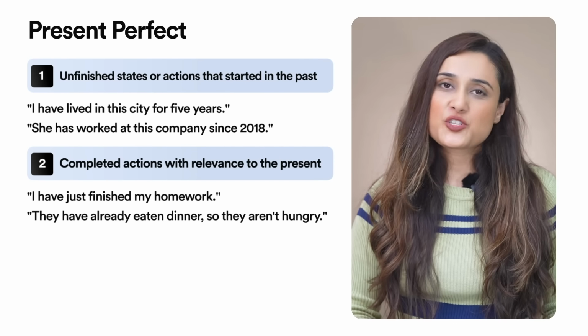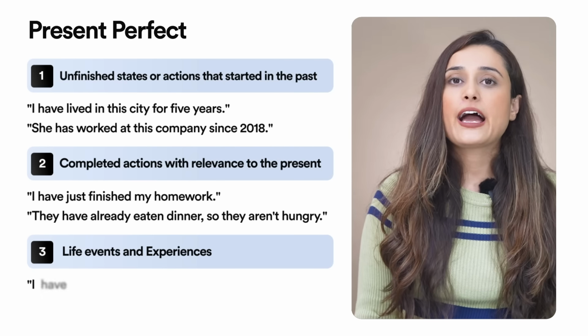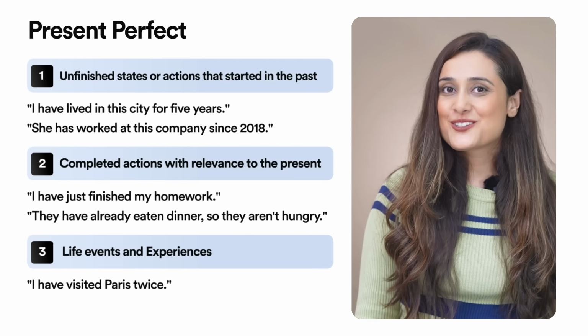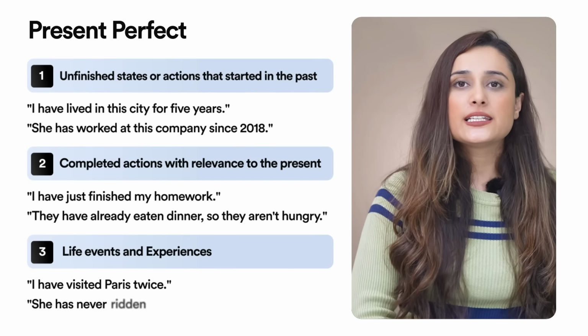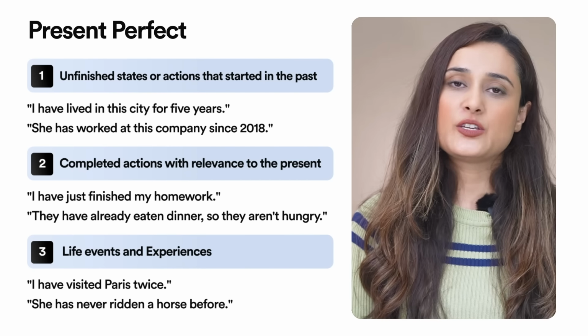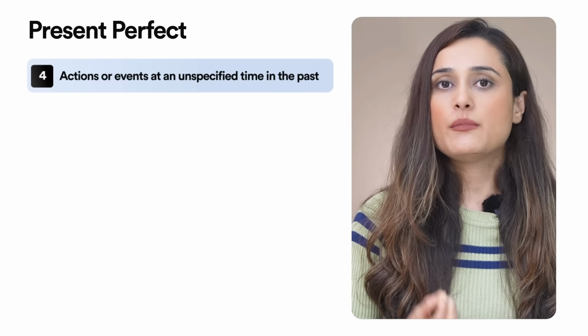Okay. Next for which you use this tense is for life events and experiences. I have visited Paris twice. Not true, but true for once. Yeah. She has never ridden a horse before. Okay. Next is use case of actions or events at an unspecified time in the past.